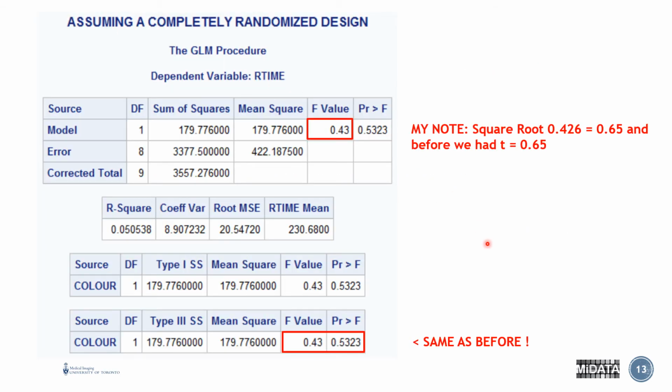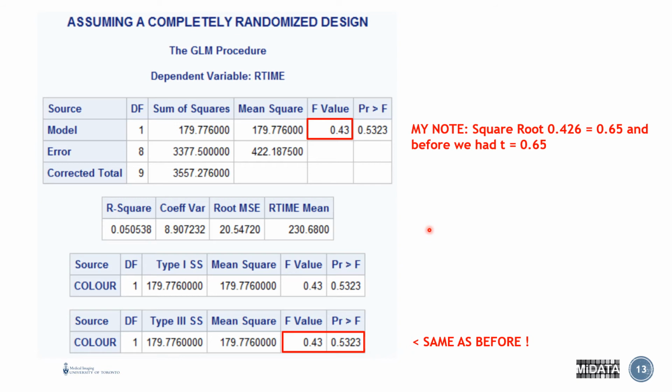Okay, so here's the results for the completely randomized design analysis. The first thing you'll note down here is that the p-value, 0.5323, is exactly the same as the p-value we got when we performed the t-test on the same data set back in part 1.